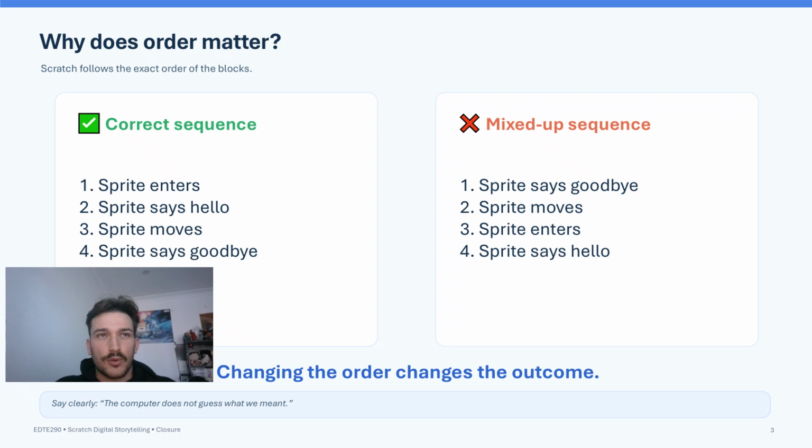Why does order matter? Now let's think about why order matters. In the first example, the story follows a clear order. The character might enter the scene, say hello, move across the screen, and then say goodbye. That makes sense because the action happens in a logical sequence.